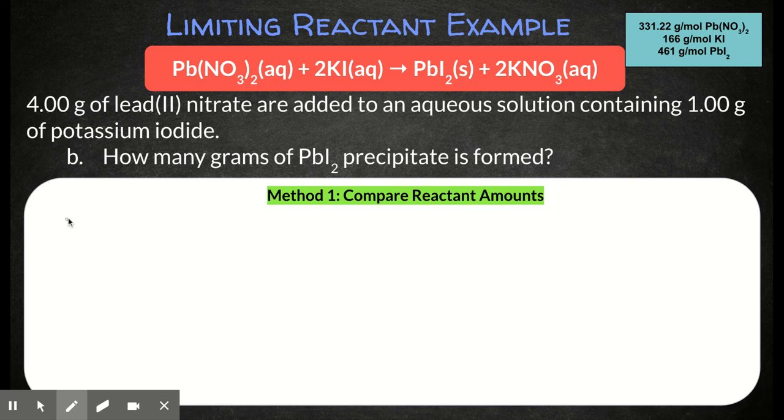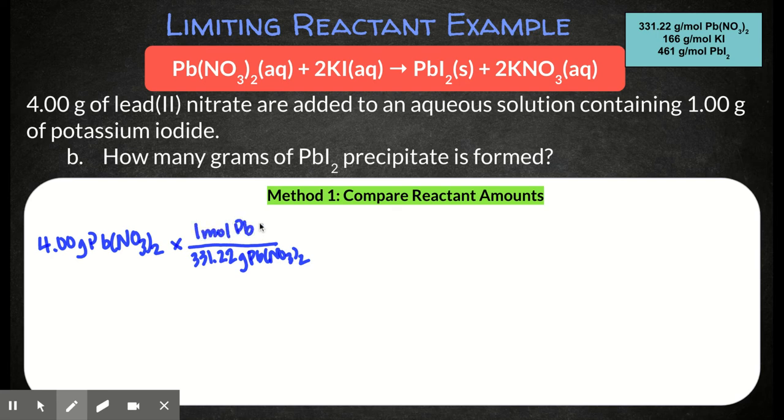Okay. So I'm going to start with my 4 grams of PbNO3, my lead-2 nitrate. And my first step is always I need to make sure that I know how many moles I have. So my molar mass of lead-2 nitrate is going to be 331.22 grams per mole. So that 331.22 grams of PbNO3 will be on the bottom, and 1 mole of PbNO3 is going to be on top.